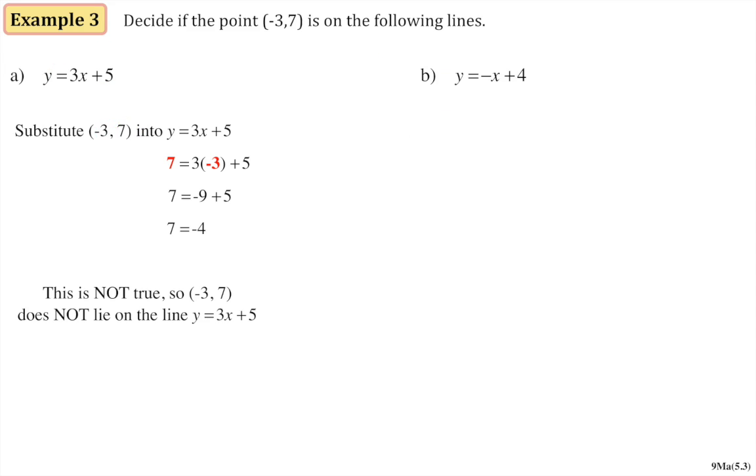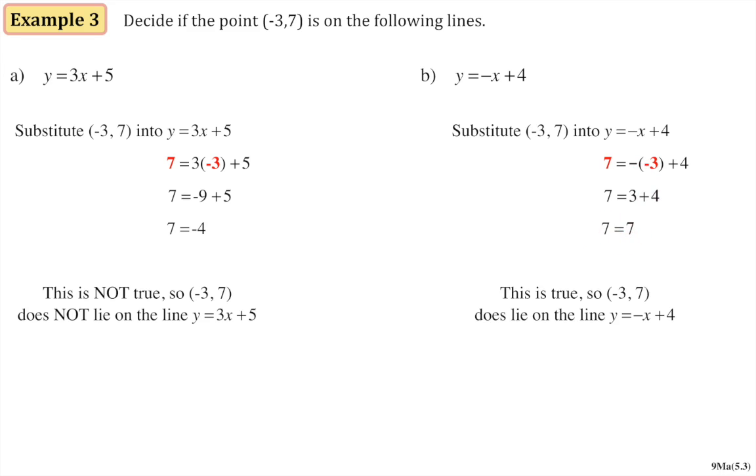Let's look at part B. Is minus 3 comma 7 on this line? Well, let's substitute it in and see. Where I see x, I'm going to put a minus 3 in its place. Where I see y, I'm going to put a 7 in its place. So really, when I see x, it's minus 3. And 2 minuses make a plus. So it becomes 7 equals 3 plus 4. 7 is 7. Hey, that's true. And if it's true, that means negative 3 comma 7 is on this line.